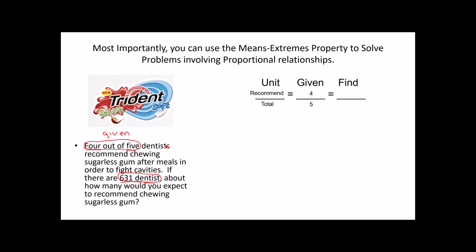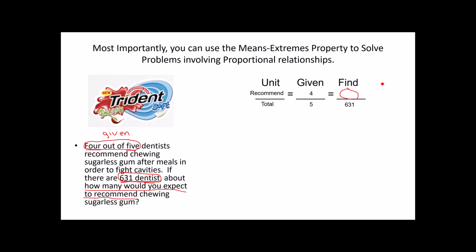Once they give me my ratio, which they always will, I will be asked to find something. Either they will tell me how many recommend, and they will ask me what the total is, or they will tell me the total and ask me how many recommend. Which piece of information did they give us? If there are 631 dentists, about how many would you expect to recommend? Notice the question is, how many would recommend? They want us to find how many recommend. That's what they're asking us to find.